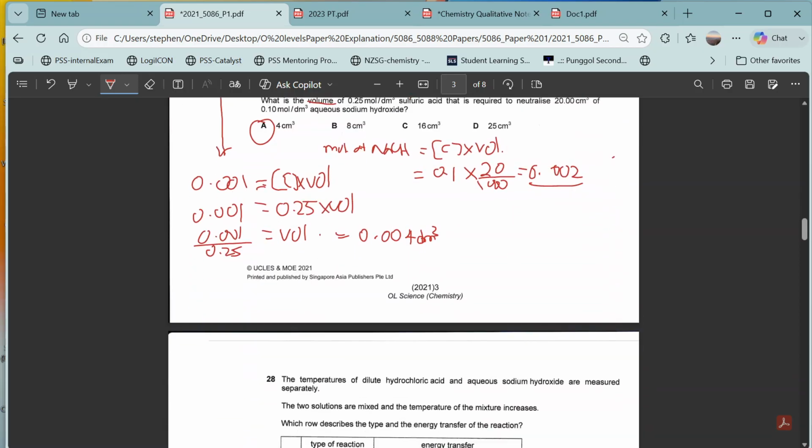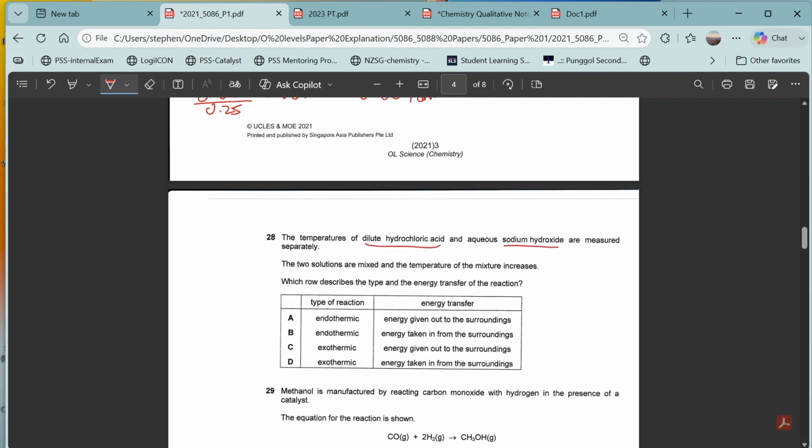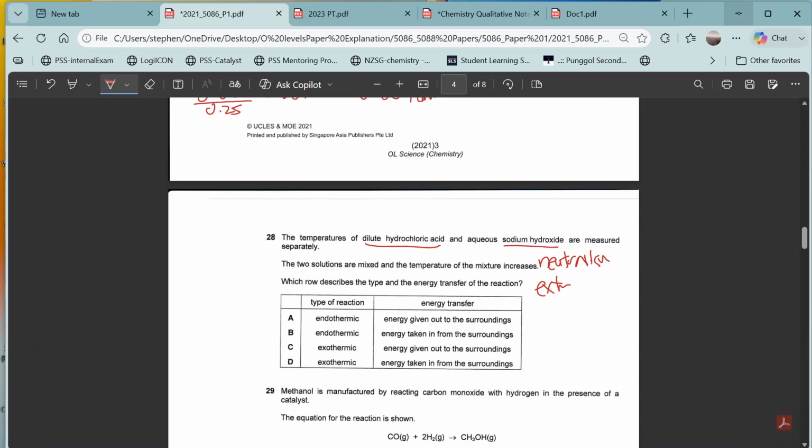Okay, next one. Oh, exothermic and endothermic. So acid and alkaline neutralization. And so neutralization is exothermic. Right, so if exothermic, hold on, let me check something. Okay. So if it's exothermic, then means answer could be only this one and this one. Exothermic is yes, energy given out, so temperature will increase.